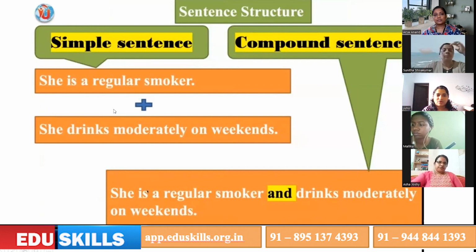She is a regular smoker. She drinks moderately on weekends. These are two simple sentences. So here you can see: she is a regular smoker and drinks moderately on weekends. Here we didn't put a comma. Actually, whether we put a comma or not is not a problem. A comma is not always necessary, but we can call it an Oxford comma. For a better side, we can put this comma because no one will penalize us. So it is better to always use the comma.